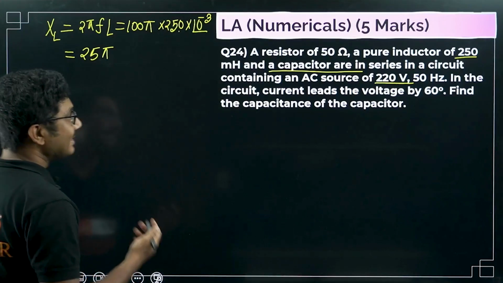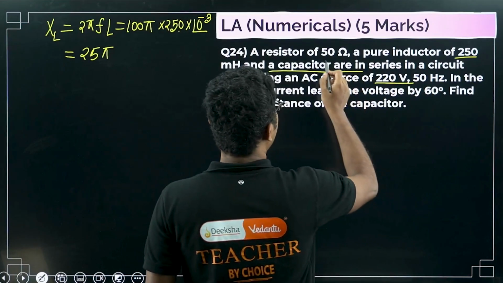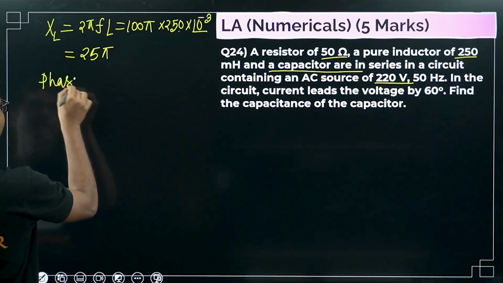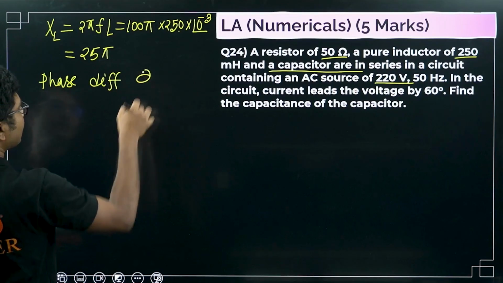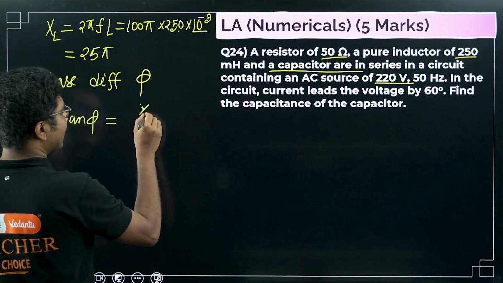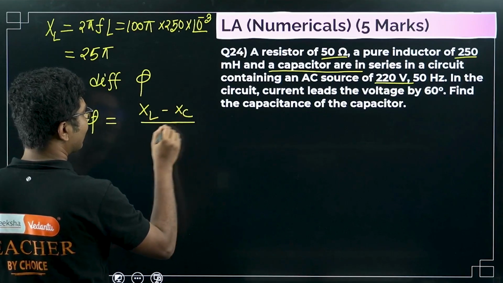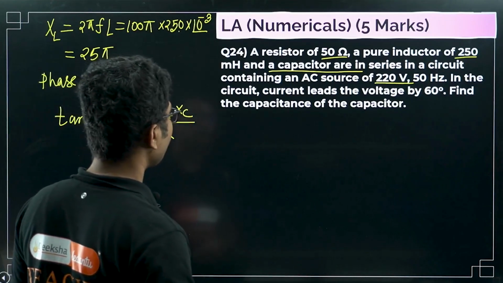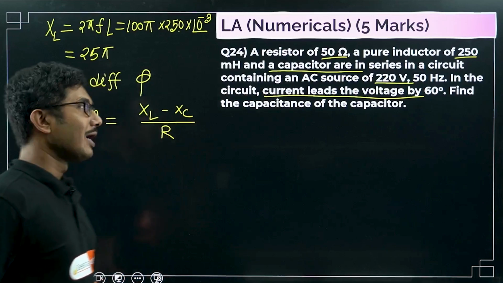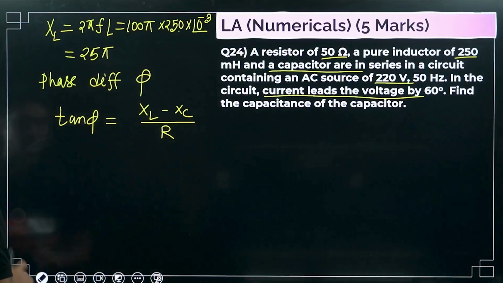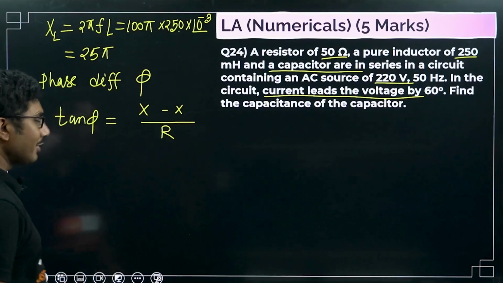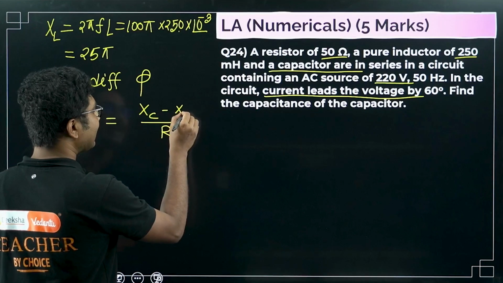Now what is R? R is given in the circuit as 50 ohm. So what is the phase difference? We know that if the phase difference is phi, then tan phi equals XL minus XC by R. Now in this case they have said that current leads the voltage, so we have to be slightly careful while using this formula. Why? Because current leads the voltage means it will be XC minus XL.